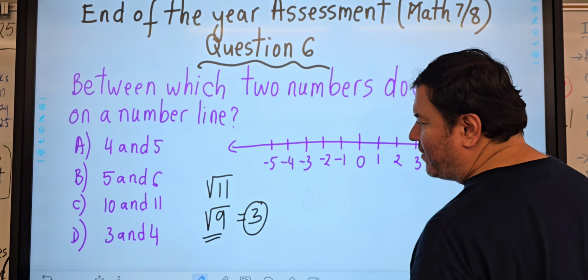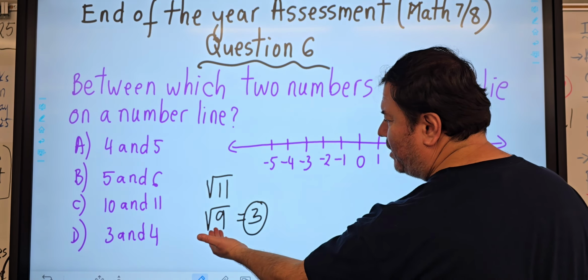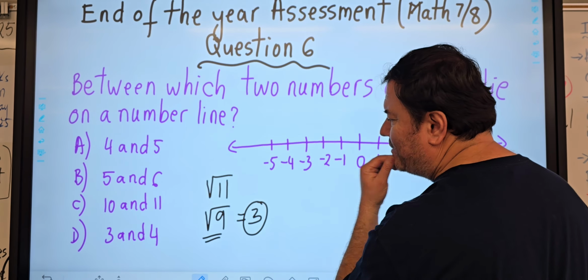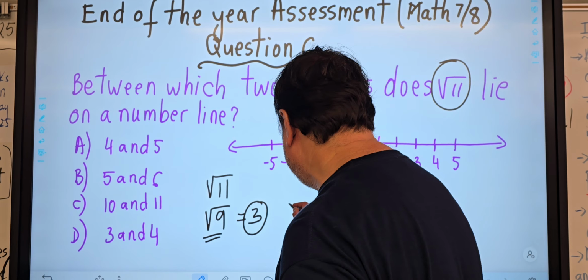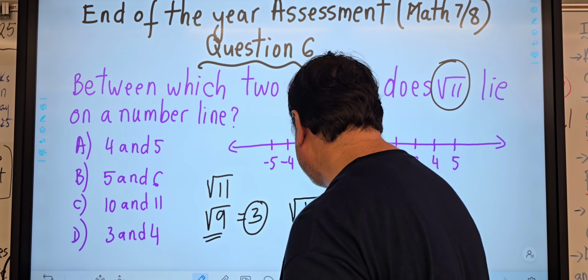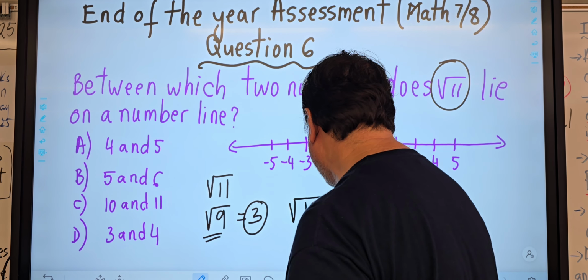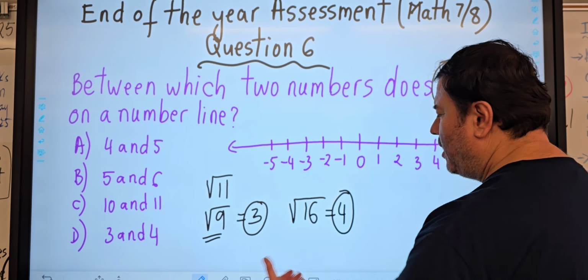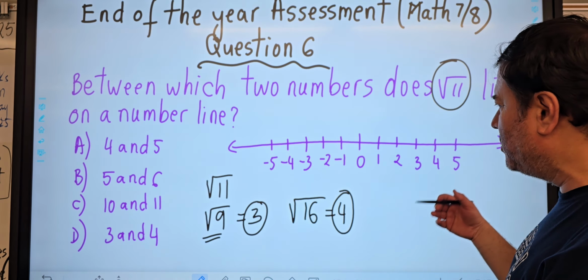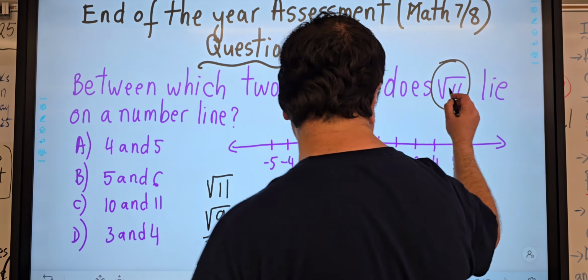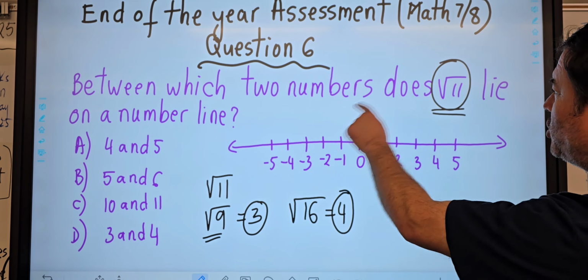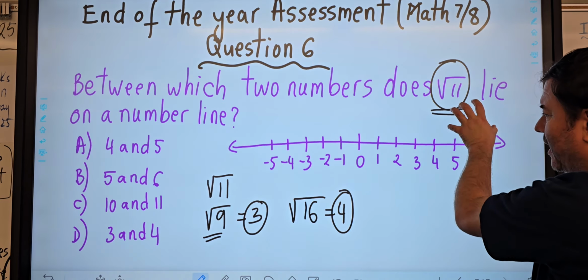Another one that's a perfect square would be the square root of 16, right? That's another close to that, the square root of 16, which is 4. And then we have the square root of 25, which is 5. So now we are looking just for the square root of 11. Between which two numbers does the square root of 11 lie, right?